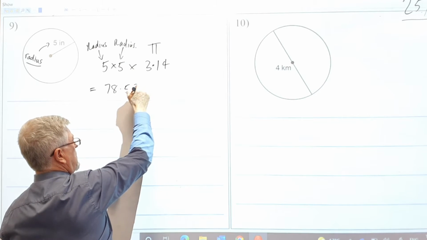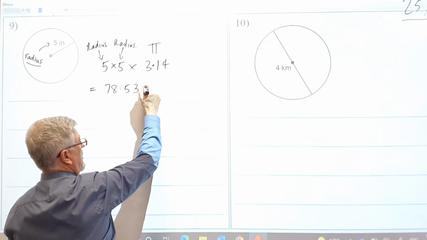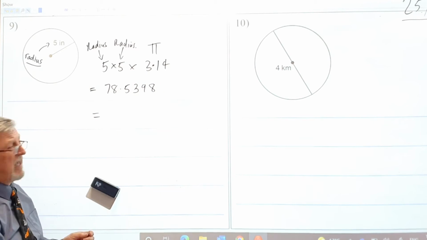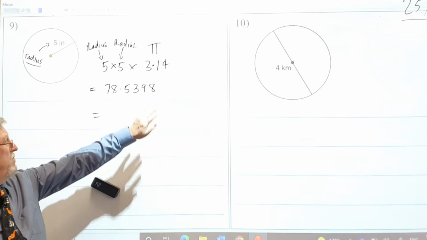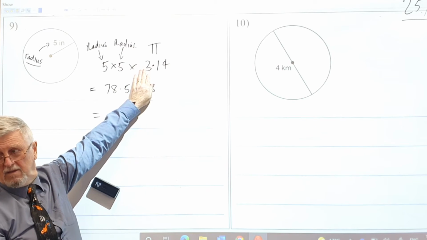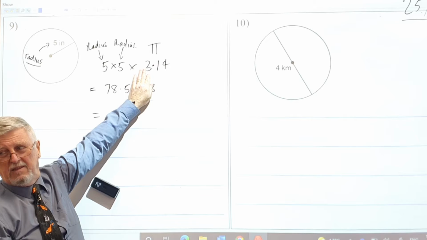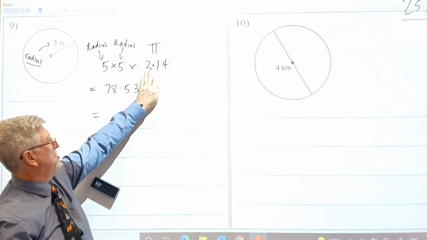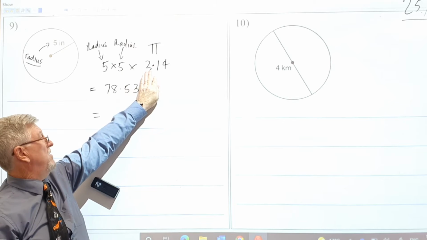5.3, and what comes after that? Keep going. 9.816. That'll do. Now, if I said to you I want the answer to one decimal place, peekaboo method? 78.5. Yeah, but you see that in your head. But what if you don't see it? You look at the next digit. Is that a little digit or a big digit? A 3. So it stays a 5.